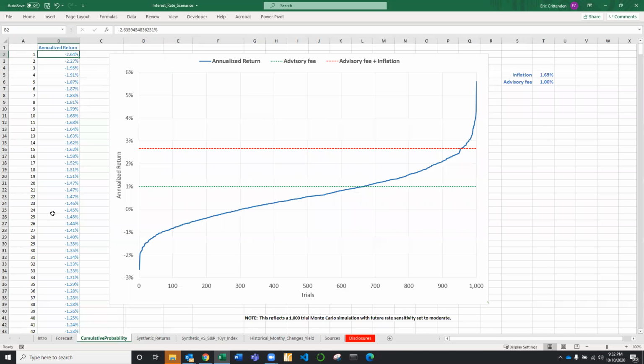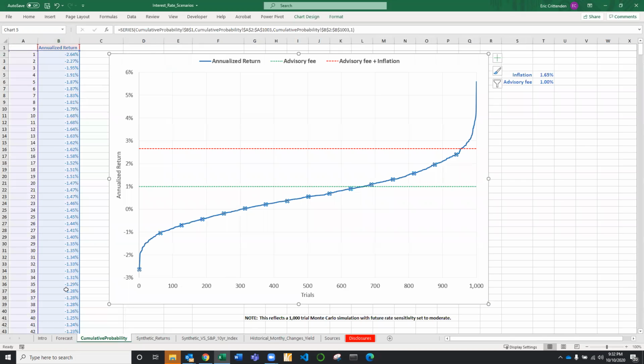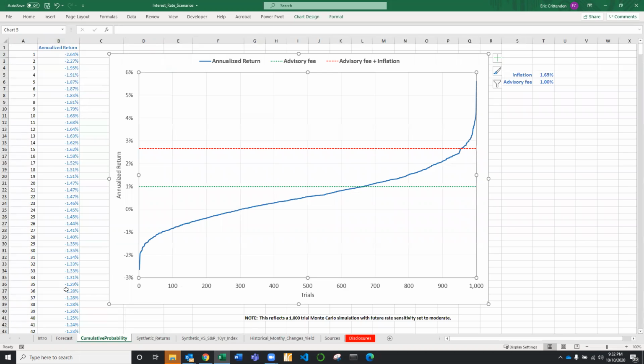I actually wrote a macro to do this. I didn't push the button 1,000 times. And then I sorted them from worst to best. And this blue line is just simply a plot of that. Now, the way you interpret a cumulative probability distribution is you can move from left to right. So we know there's 1,000 data points here. So if we go from 0 to 100, well, that's 10%.